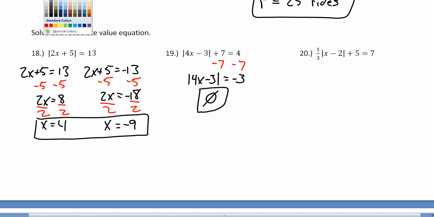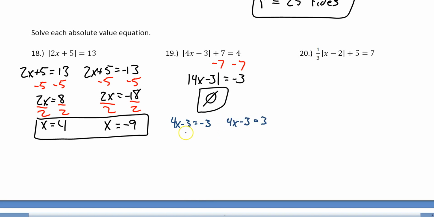Now, however, if you were to split it up into 4x minus 3 equals negative 3, and then do the 4x minus 3 equals positive 3, you could solve each of these. I'm just going to do it real quickly. I'm not going to show my work. Okay, add the 3, divide by the 4. Here, add the 3, divide by the 4.